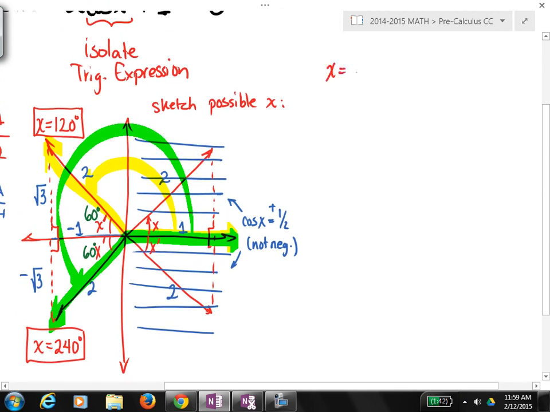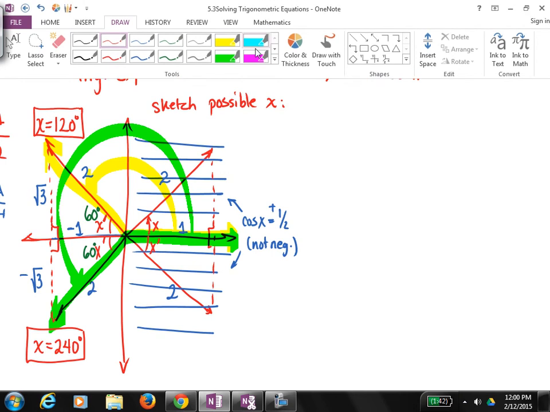So x is equal to, yes, 120 degrees, but then plus 360 degrees times any multiple of n. Okay? And I do have to indicate here that n is any integer, because if I plug in 0, I get 120. If I plug in n equals 1, this is what's happening in the picture.